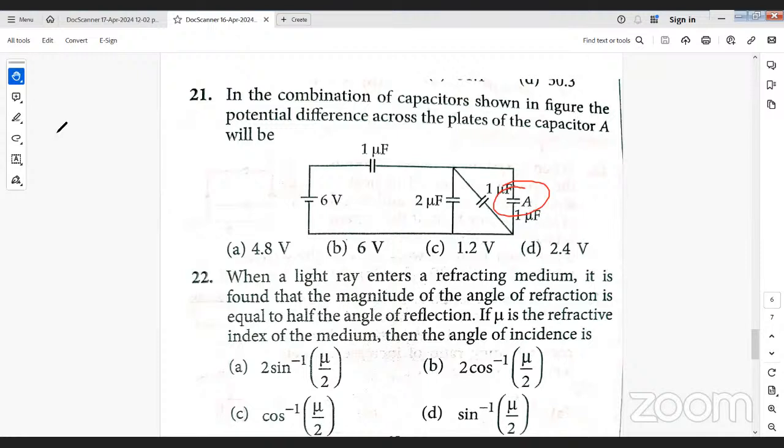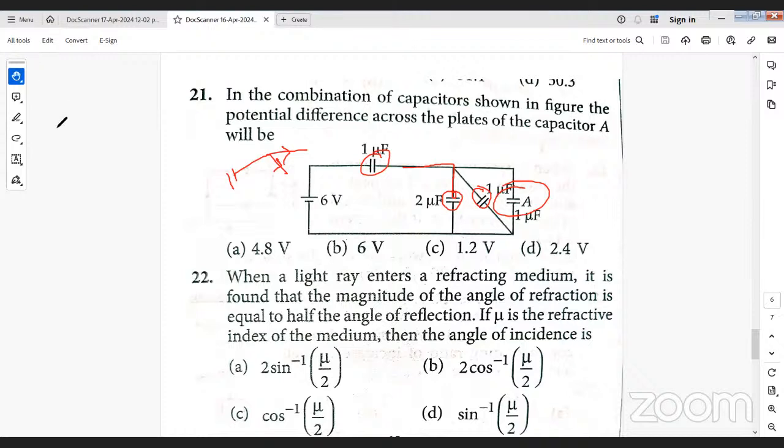Option C is 1.2 volt. If you observe from the battery, this is the first capacitor, this is the second capacitor, and here we have the third capacitor. If we see, all these capacitors are in the parallel combination. Why? Because you can see 1 ampere is there, then when it is coming here, it is getting split into two parts. Therefore they are in the parallel combination.